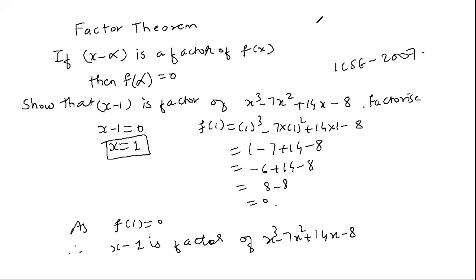Okay, that's very easy. Now the second part of this whole question is we have to factorize this equation completely. Basically, as it is a cubic equation, we will get 3 factors, out of which one factor is x minus 1. So we need to find 2 more factors. Okay, and for that we will use long division method.